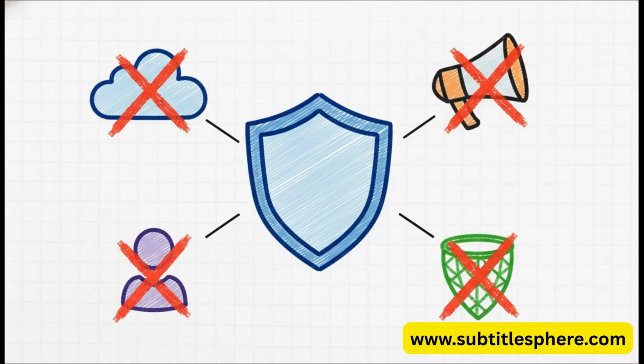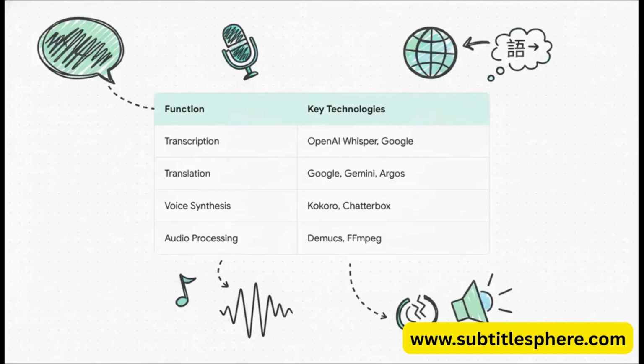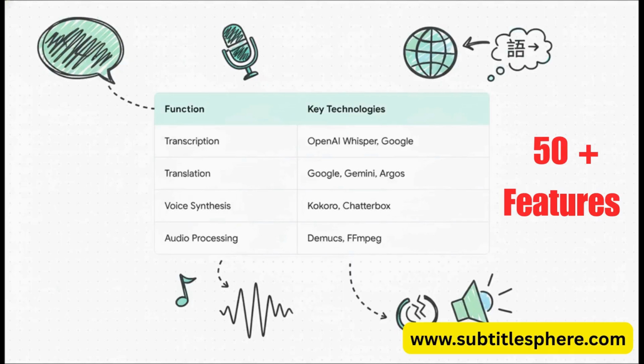It's huge. Okay, so with that philosophy setting the stage, let's pop the hood and see what this powerhouse can actually do. What kind of tools are you getting at your fingertips? Now here's what I think is so smart. Subtitle Sphere isn't trying to reinvent the wheel. Instead, it integrates the best-in-class, industry-standard AI technologies that are already out there.